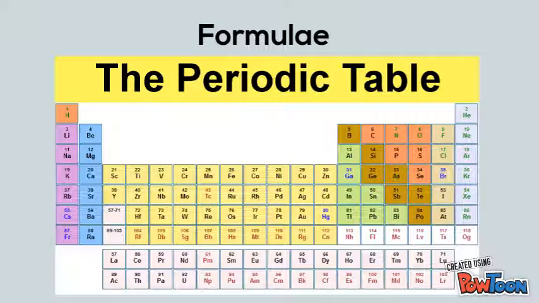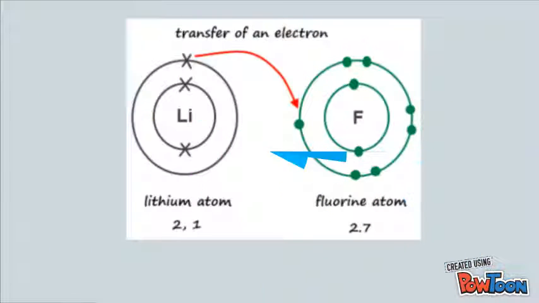You can determine the formulae of a compound using a periodic table. For example, for lithium fluoride, lithium is in group 1 and fluoride is in group 7. Lithium needs to lose an electron and fluoride needs to gain one electron to be stable. Therefore, the ratio is 1 to 1. Therefore, the formula will be 1 atom of lithium and 1 atom of fluoride.